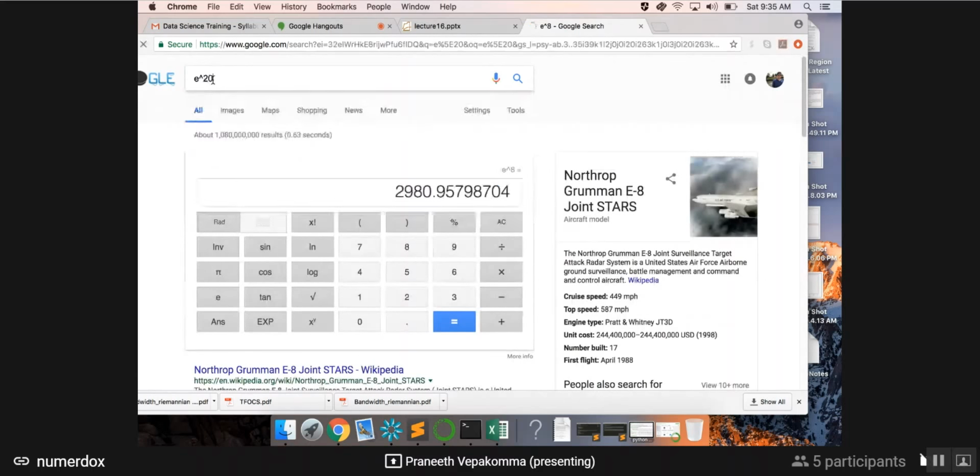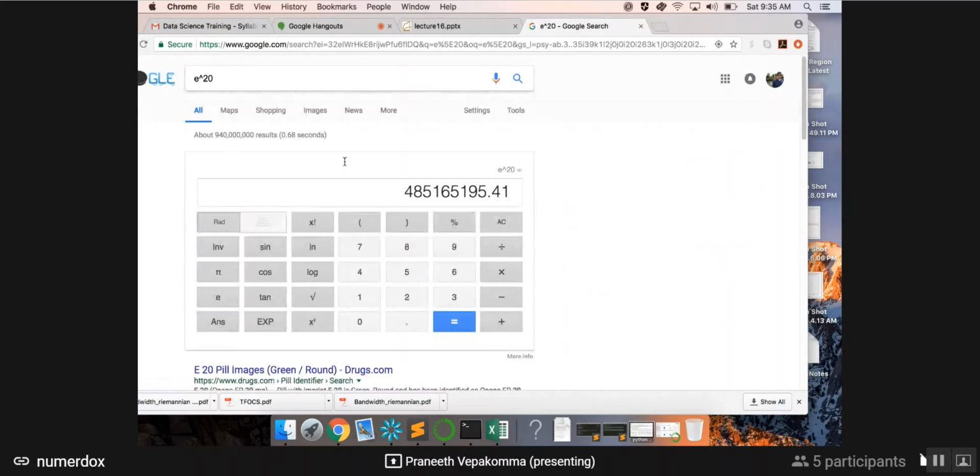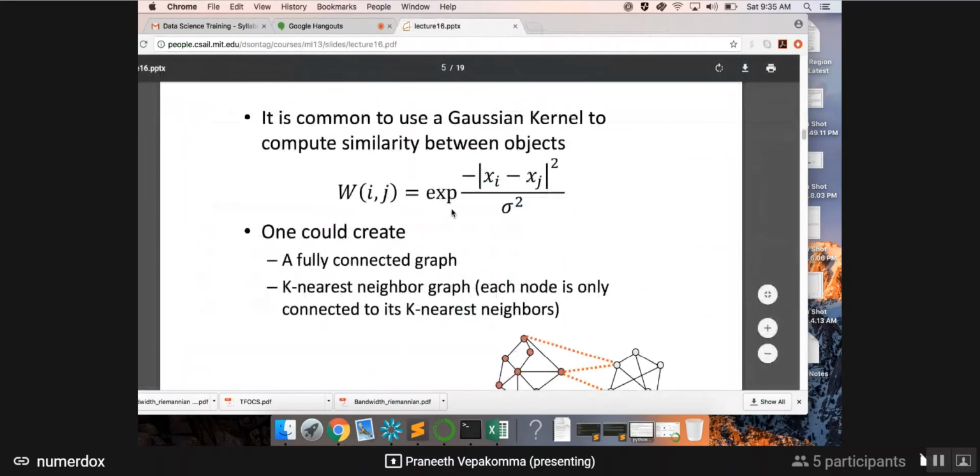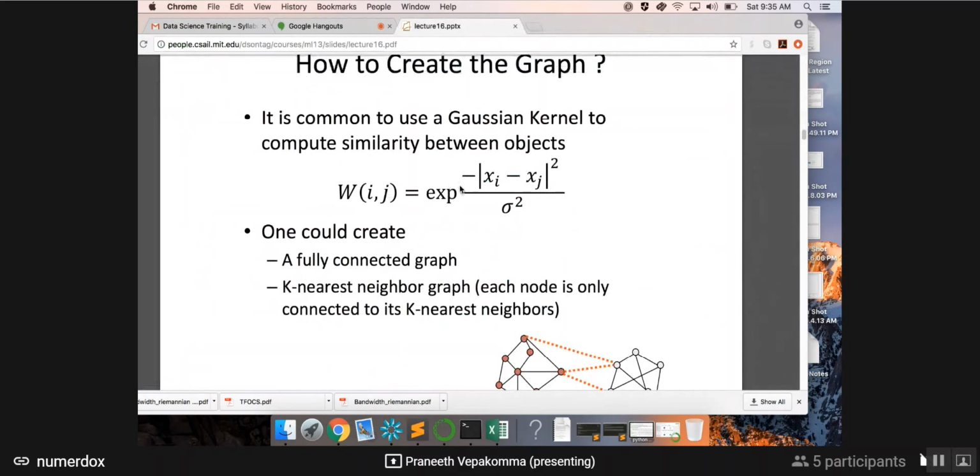Okay, now let's do e power 20. There you go. That's definitely more than a few billions. So similarly, e power minus means negative exponential function, which means it is quickly decreasing. So with small increases in distance, this numerator will decrease very fast. Similarly, sigma is a parameter. Here you have a user input parameter for clustering that you need to choose.